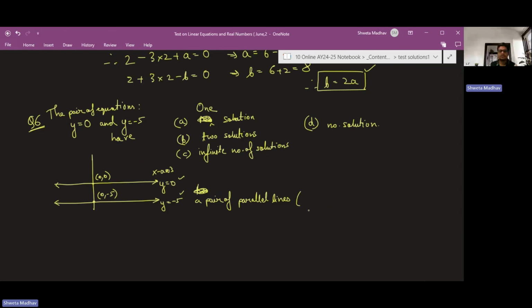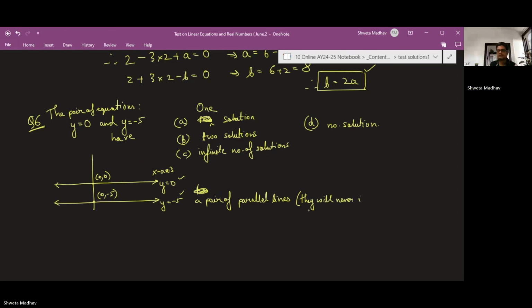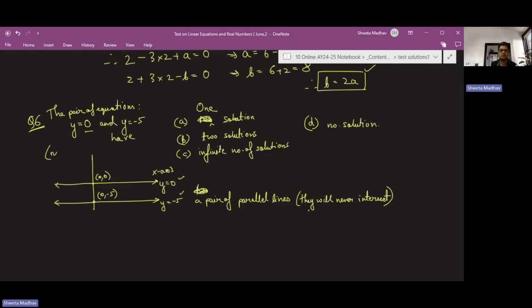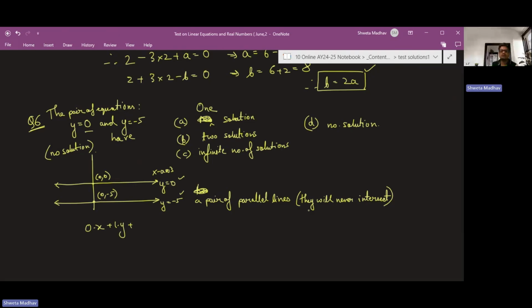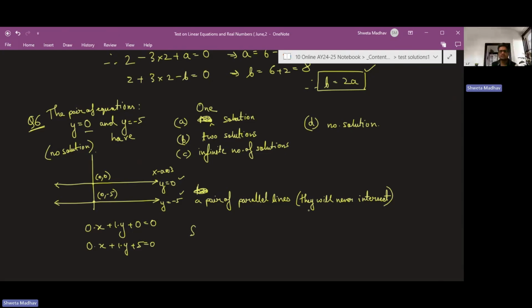So hence they will never intersect. It means that the pair of equations will have no solution. Also, we can write y equal to 0 as 0 into x plus 1 into y plus 0 equal to 0. And y equal to -5 we can also write as 0 into x plus 1 into y plus 5 equal to 0.